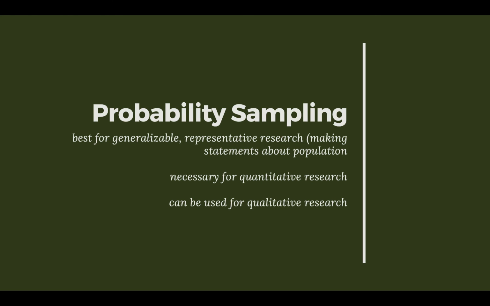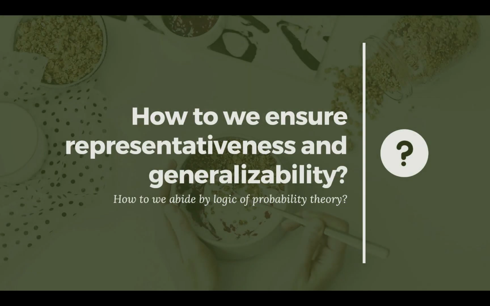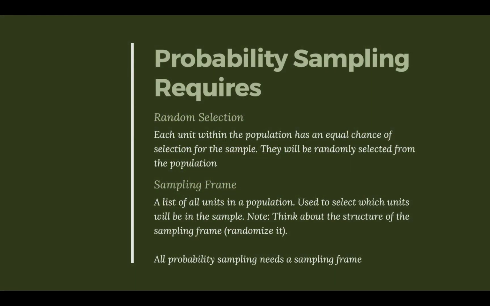It's necessary for quantitative research, but it also can be used for qualitative research. How do we abide by the logic of probability theory? How do we ensure representativeness and generalizability? Well, there are 2 things that you need to consider. Each time you're trying to sample and you want to abide by the logic of probability theory, you need to ensure that each unit within that population has an equal chance of being included in your sample, that they will be randomly selected from that population. So this is what we call random selection.